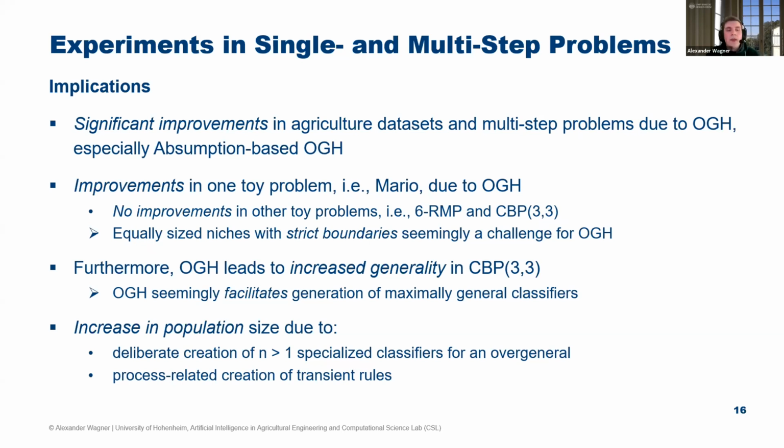The causes for the increase in population size, maybe two possible causes. First, we deliberately create more than one specialized classifier for a single overgeneral, and also due to the random generation of the newly specialized conditions or classifier variants, a lot of over-specific classifiers will be created, and these transient rules need time to be deleted from the population.